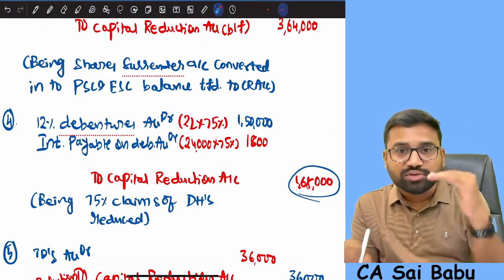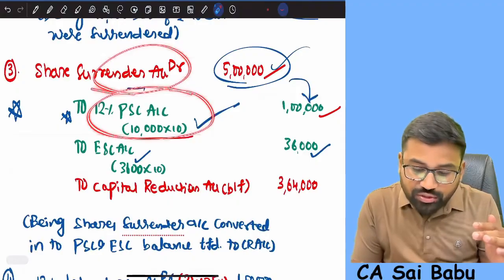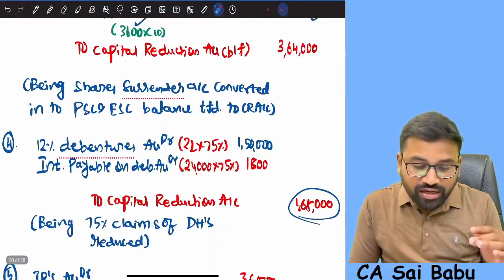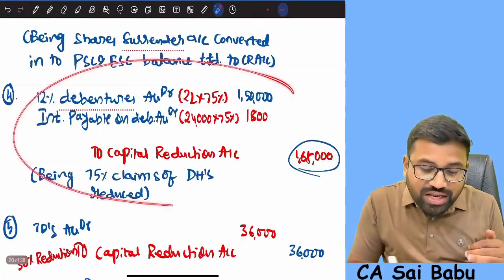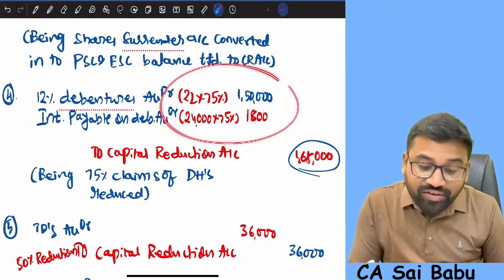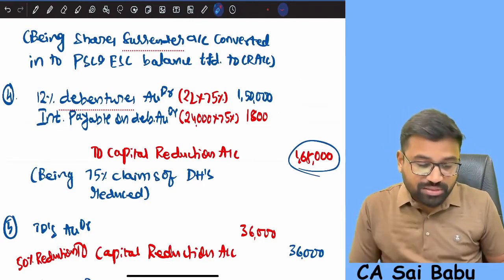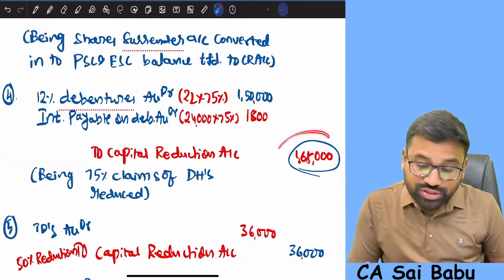I told you, surrendered shares are utilized to settle the liabilities, 2 entries. First, share surrender to share capital. Here, out of the share surrendered, we have transferred to preference share capital 1 lakh. And by taking this 1 lakh, what liability is settled? Liability account debtor to capital reduction account. 75% of the claims of the debenture holders was settled, in the debentures amount as well as the interest belonging to them. So this is very important.